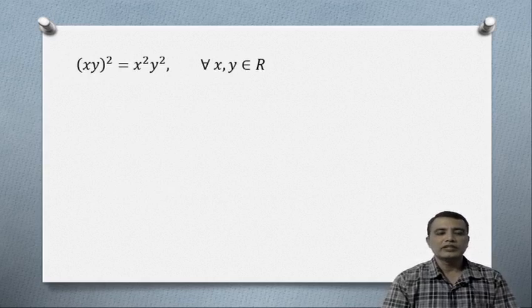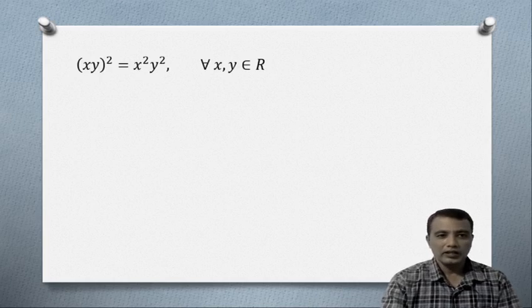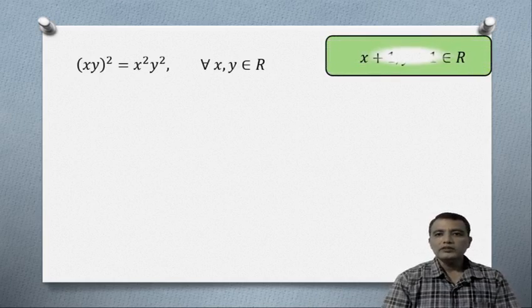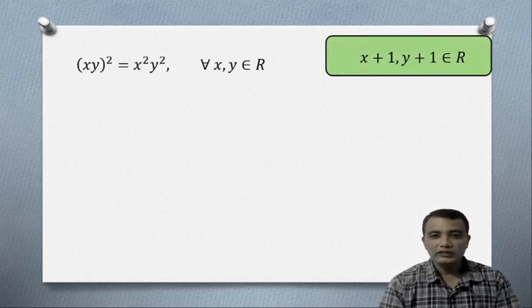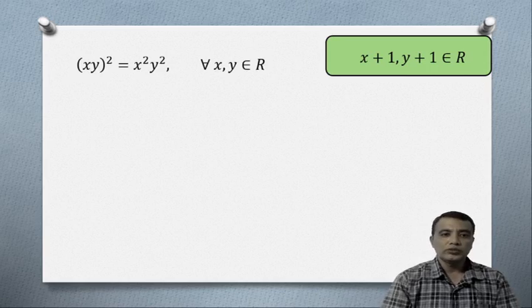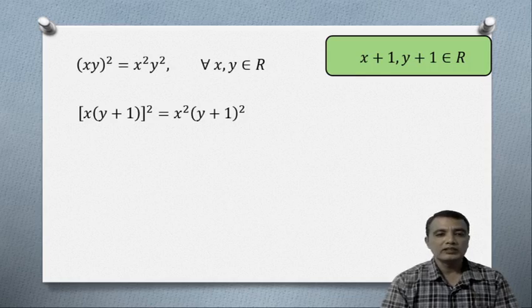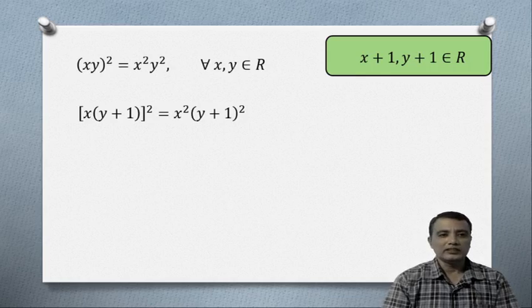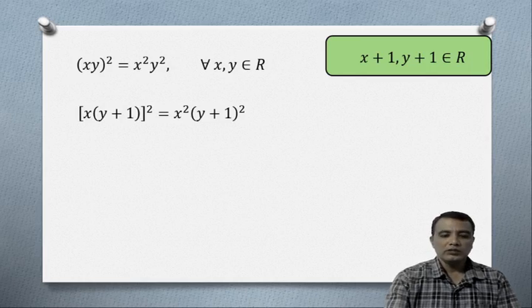Now given (xy) whole square is equal to x square into y square for all x, y belongs to R. Now 1 belongs to R. Therefore R is closed under addition, and hence x plus 1, y plus 1 belongs to R. So in this expression, replace y by y plus 1. See, this condition holds for all x, y, which means it holds for y plus 1 also. Now how to expand (y plus 1) whole square?